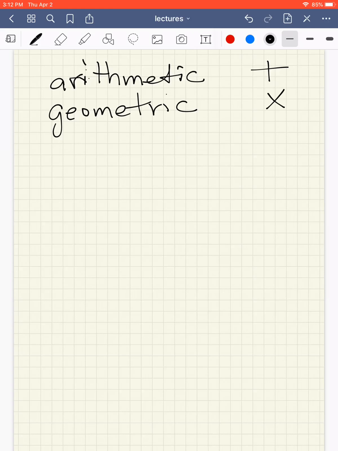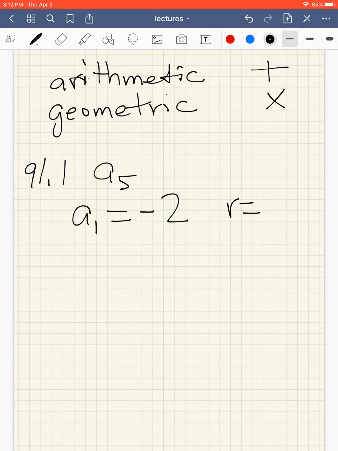Alright, so on page 535, 91.1 says, find the fifth term, so we're looking for A5, in a geometric sequence whose first term is -2 and whose common ratio is -3. Notice it's not a common difference, it's a common ratio because it's being multiplied. So the formula for A5 is A1, but not add, but multiply times r to the fourth power. And I'll show you why.